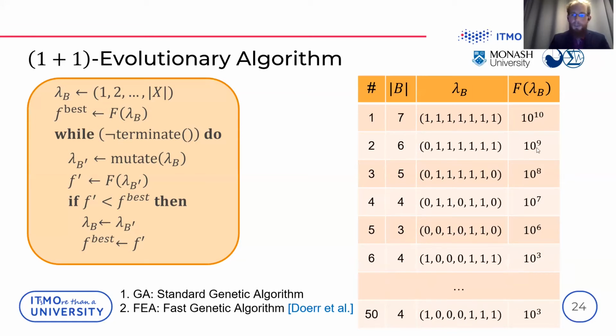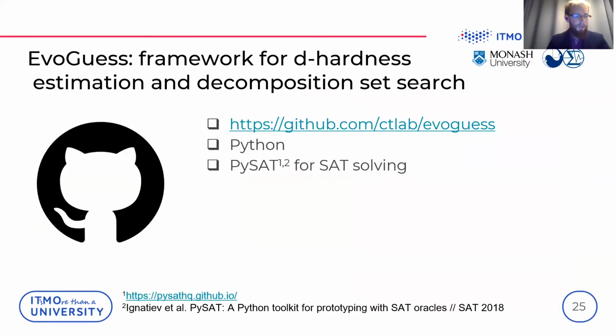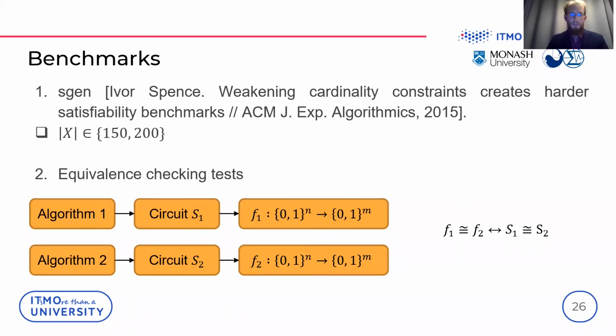In experiments, we use more complicated algorithms, so a standard genetic algorithm using two-point crossover, and a fast genetic algorithm, which does not use crossover, but uses a slightly different mutation operator. We implemented our d-hardness approach in a framework called EvoGuess, which is written in Python, hosted on GitHub, and it uses PySAT for interfacing with the SAT solver. In our experiments, we used 2 classes of benchmark tests. First are crafted tests generated by SGEN.